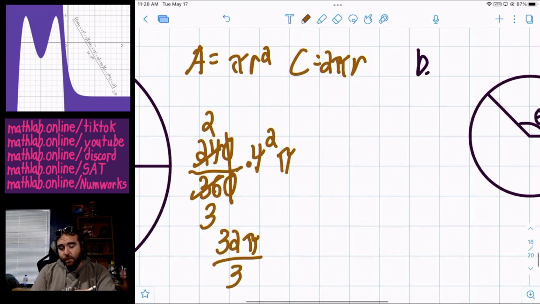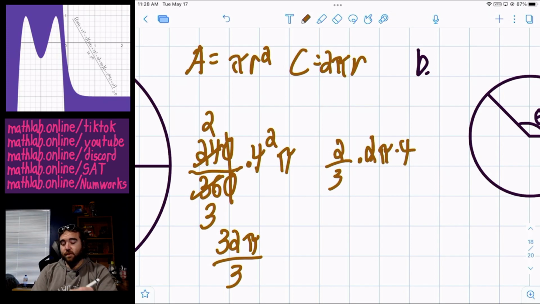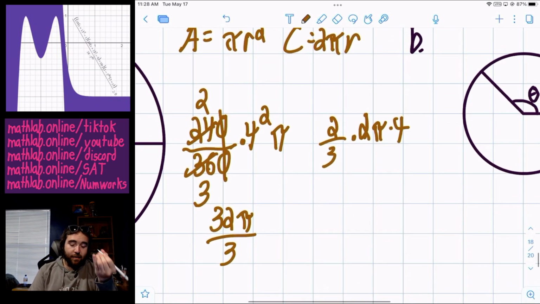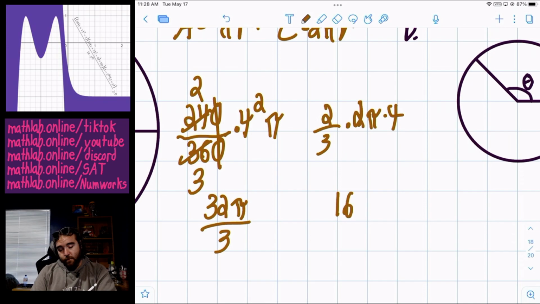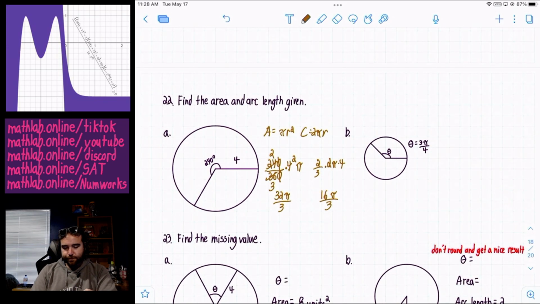And for the circumference, it's going to be the same thing. We'll use the fact that 240 over 360 was just 2 thirds, and then multiply times 2 pi r. So that's an 8. This time it's just 8 times 2, 16 pi over 3 is the circumference.